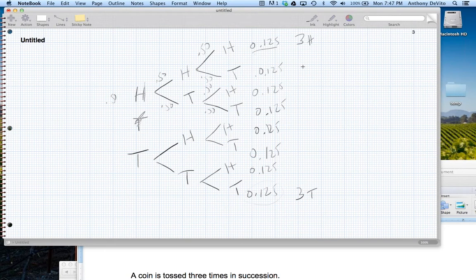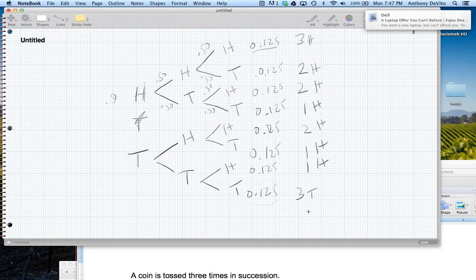Heads, heads, tails. Let's see, that's 2 heads. Heads, tails, heads. That's 2 heads. Heads, tails, tails. That's 1 head. Tails, heads, heads. That's 2 heads. Tails, heads, tails. That's 1 head. Tails, tails, heads. That's 1 head. And we got all tails and so on and so forth.